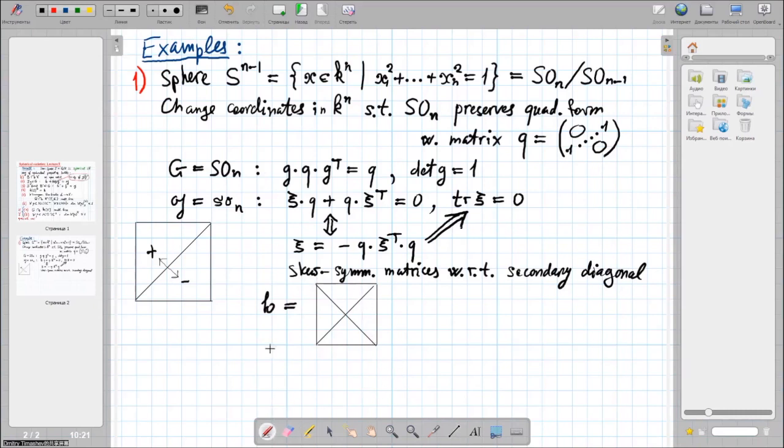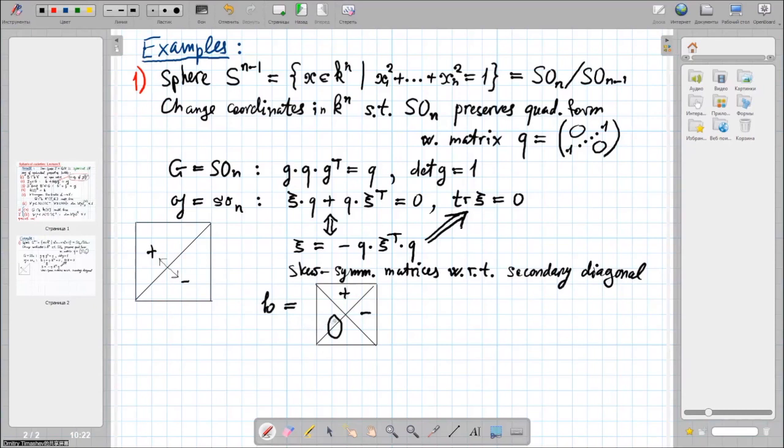So we have zeros here, and we have something on the diagonal and above, and so that this triangular piece on the diagonal and above is skew-symmetric with respect to the secondary diagonal as above. This is the matrix form of the Borel subalgebra in this case.